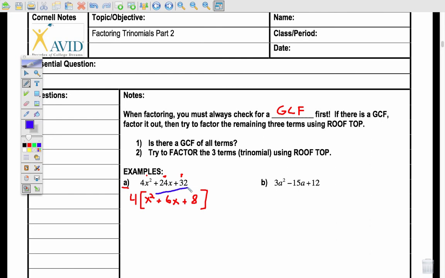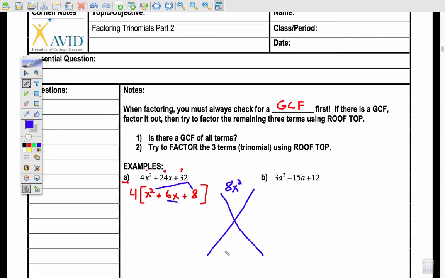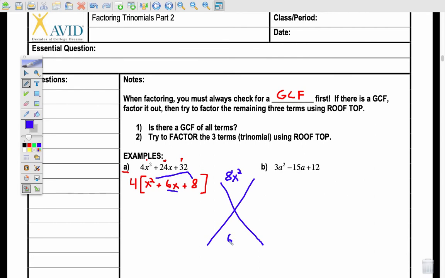We start with rooftop. We do the first times the last. And we can draw our x over here. First times last, that's x squared times 8. That gives me 8x squared. Okay. The middle term goes on the bottom, so that's 6x. So 6x is going to go right here.